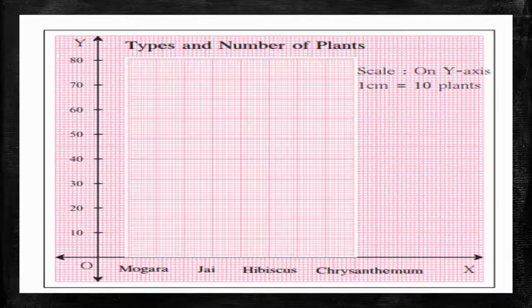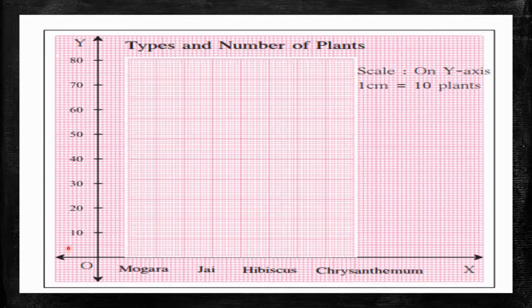So here you will use the graph paper to draw a bar graph. First, students, you will write types and number of plants in the center. Then draw x-axis and y-axis and mark O, their point of intersection. Write the names of plants on the x-axis at equal distance. Then choose the scale for the y-axis.